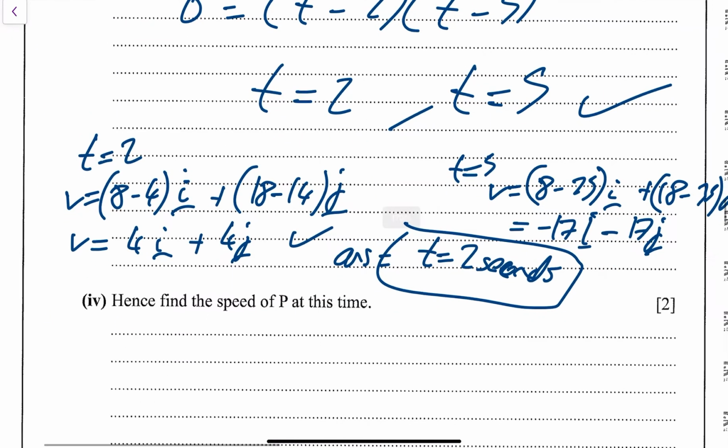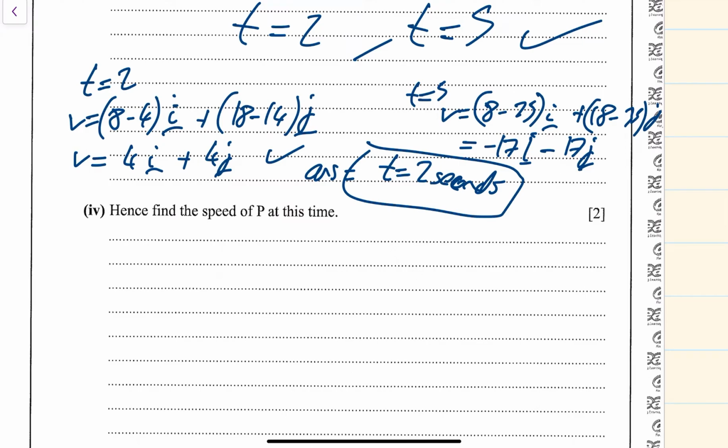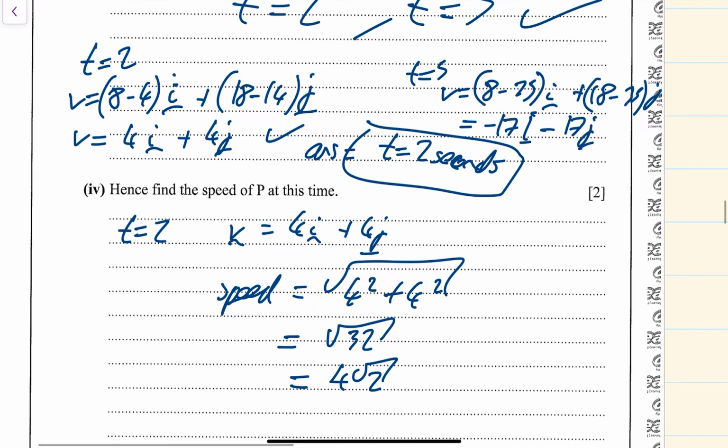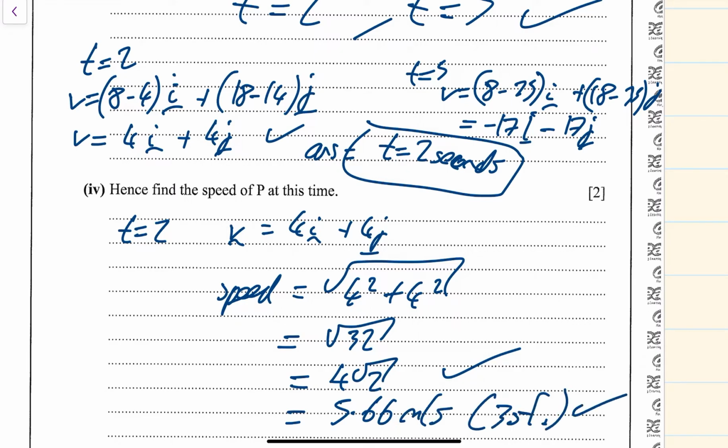Hence find the speed of the particle P at this time. We have worked out that when t is equal to 2, your velocity is equal to 4i plus 4j. So the speed is going to be the square root of 4 squared plus 4 squared. That's root 32, which is 4 root 2, which is perfect. It's 3 sig figs, so I really should write the square root of 32 as 5.66 meters per second to 3 sig figs.